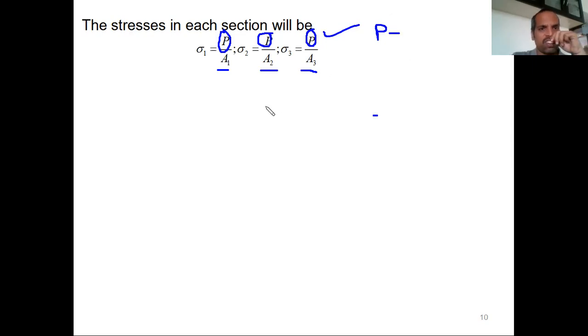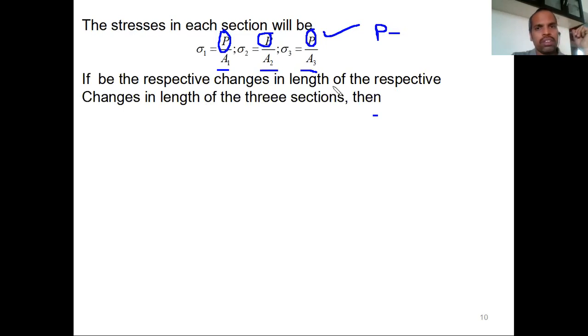Right? So that's what you have to remember. If delta L is the respective changes in the length of the three sections, then delta L1, delta L2, delta L3.